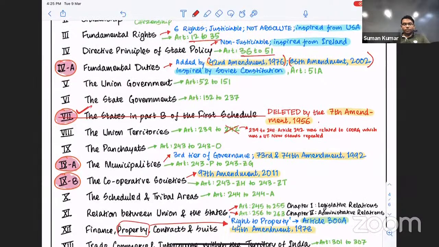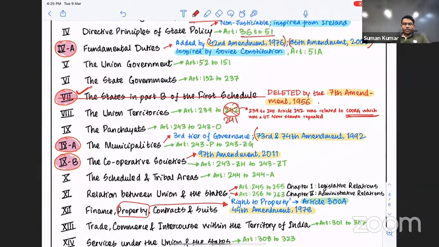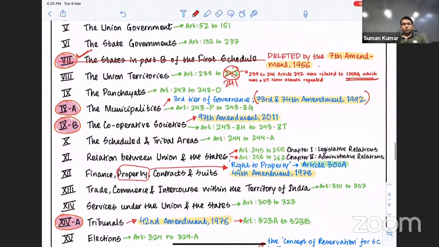Union territory, I told you this story that 242 is Coorg's, so Coorg is no longer a union territory, so 242 is removed and now it ends at 241. Here I will tell you that the third level of governance was mostly introduced by the 73rd and 74th amendments, and so on and so forth.